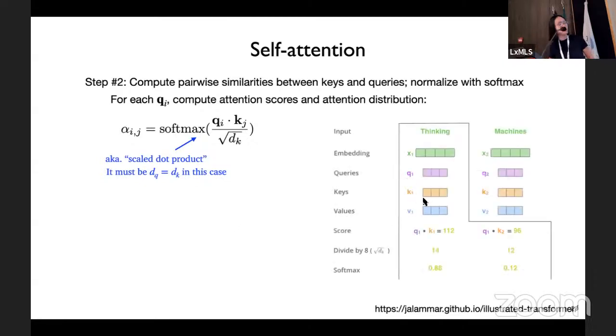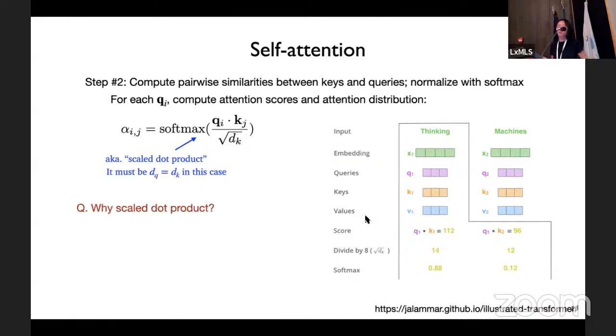So here is one example. Basically, you calculate Q1 with K1 and K2, and then you get just two attention scores, and then divide by the square root of the dimension. So here it should be 8. Then you get these two scores, and then you normalize and calculate the softmax.